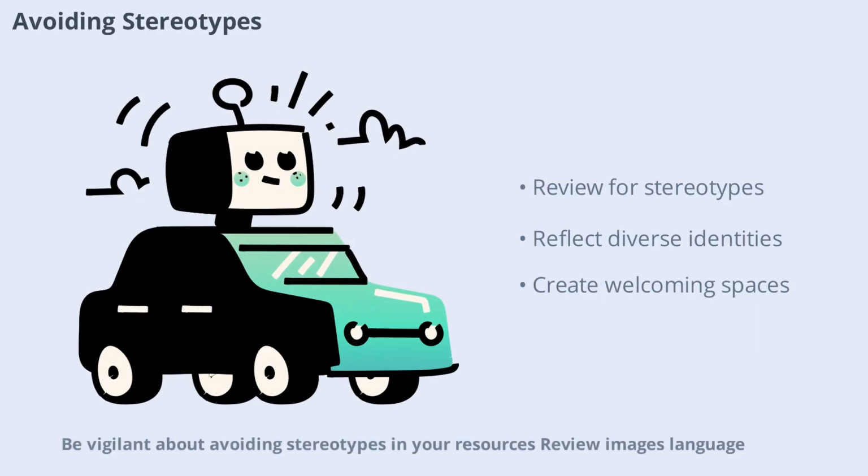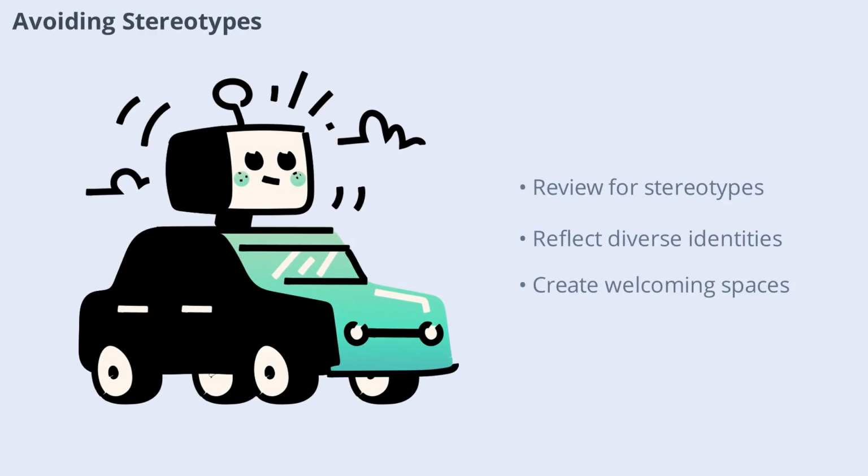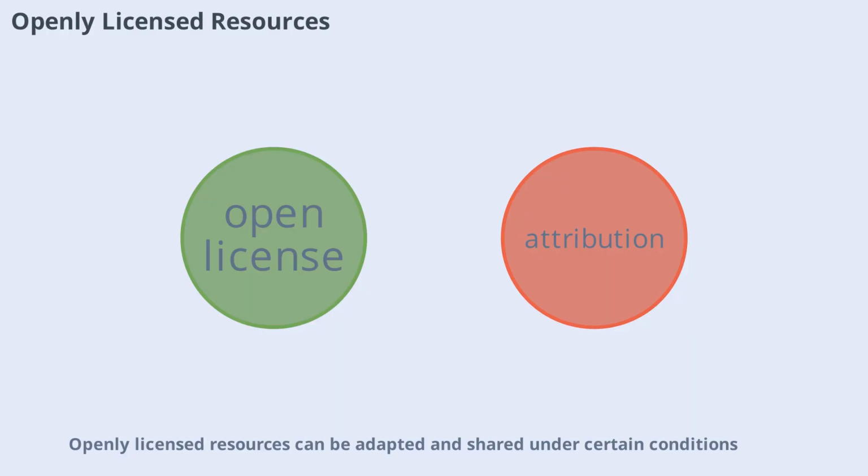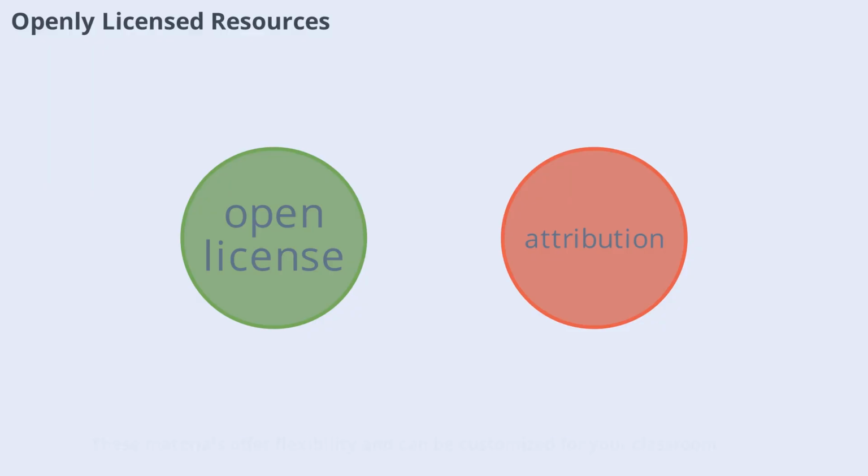Be vigilant about avoiding stereotypes in your resources. Review images, language, and examples to ensure they reflect a wide range of experiences and identities. This creates a more welcoming and respectful classroom. Openly licensed resources can be adapted and shared under certain conditions. Always check the license terms and provide proper attribution. These materials offer flexibility and can be customized for your classroom.